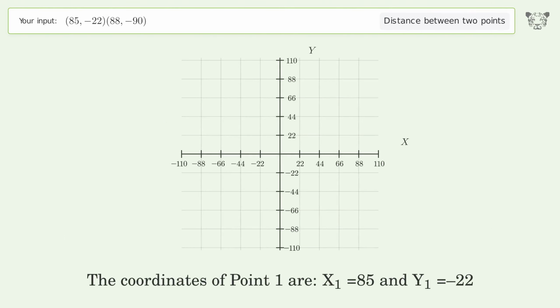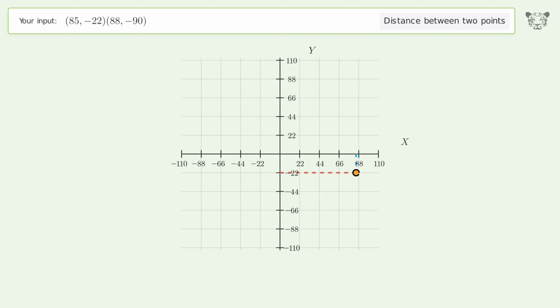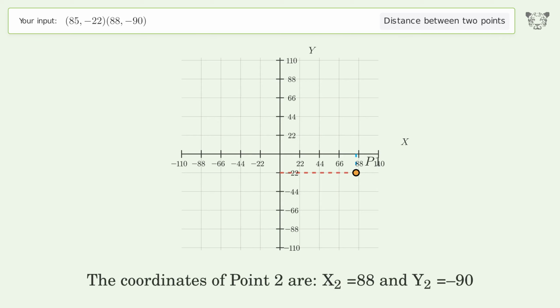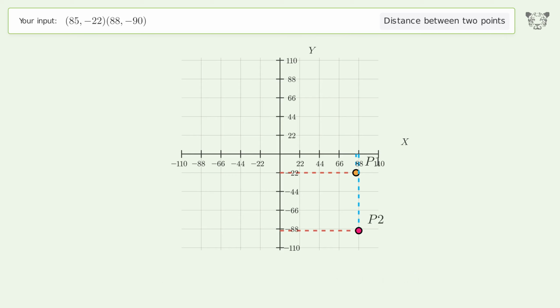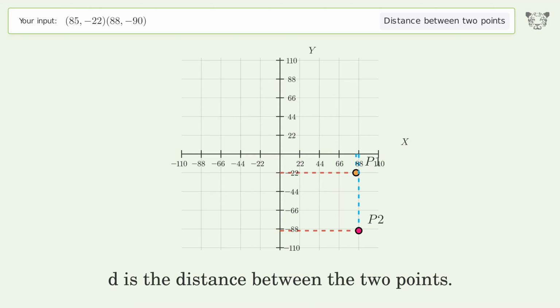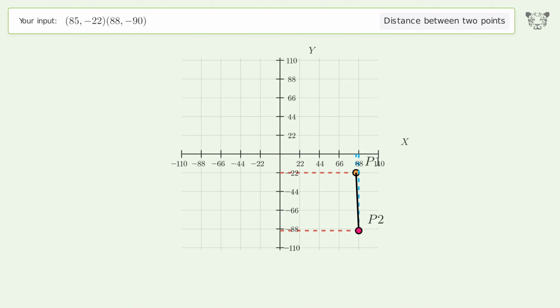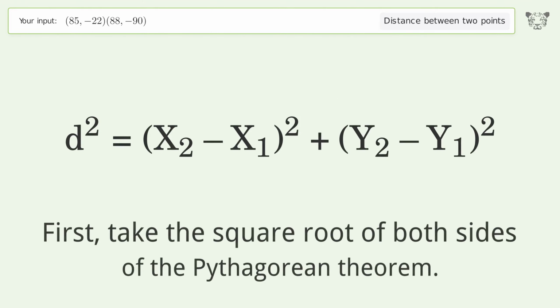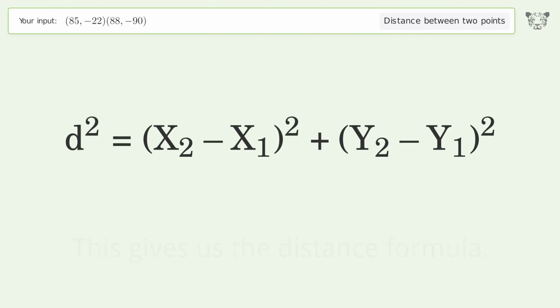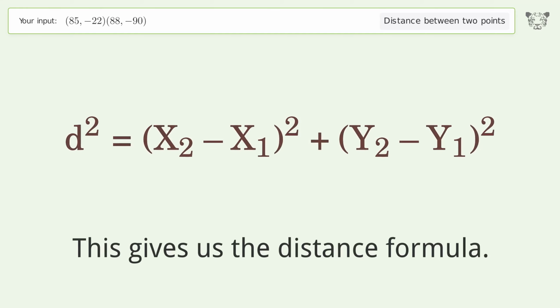Plot the 2 points and calculate the distance using the formula. The coordinates of point 1 are x1 equals 85 and y1 equals -22. The coordinates of point 2 are x2 equals 88 and y2 equals -90. D is the distance between the 2 points. First, take the square root of both sides of the Pythagorean theorem. This gives us the distance formula.